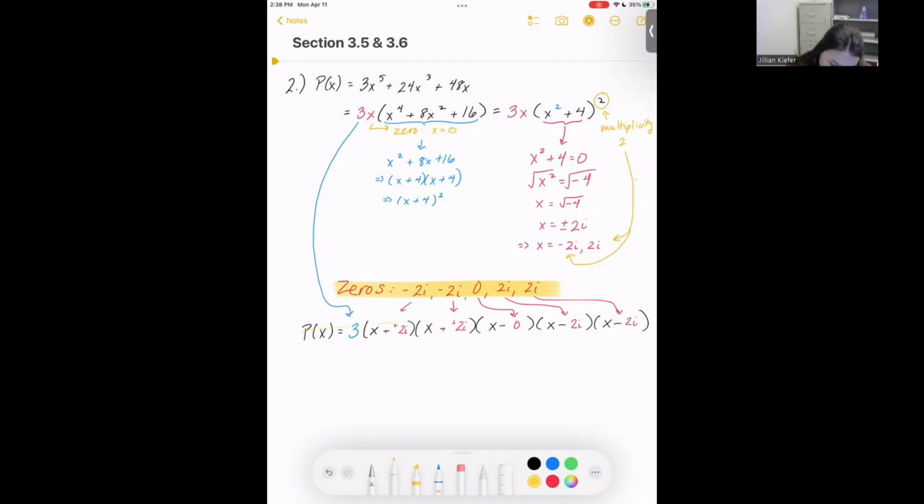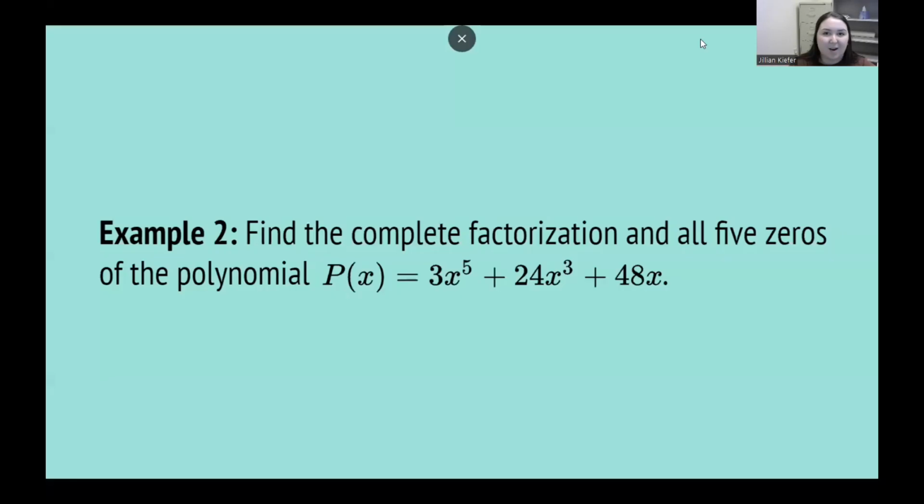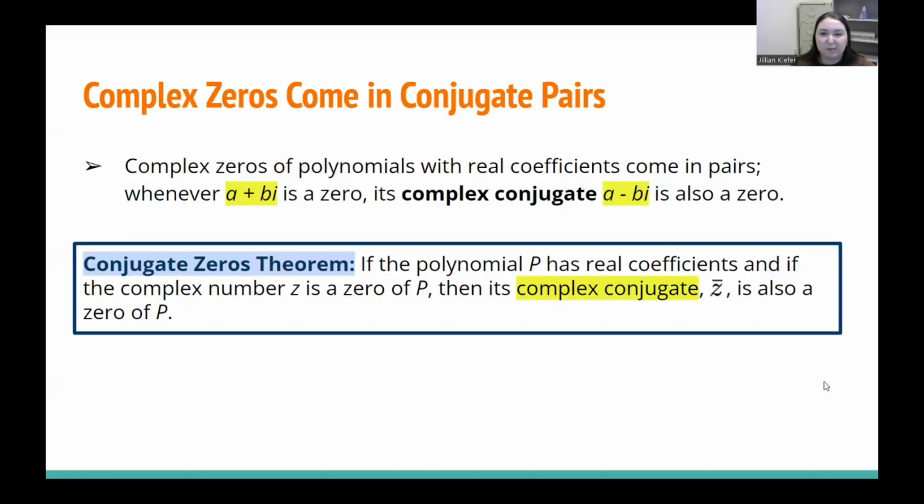So this would be the complete factorization of our polynomial. So we have the zeros and the complete factorization of it using multiplicity. So, all right, that wraps up our example 2. Let's go ahead and head back over to our slides. All right, so we wrapped up example 2.